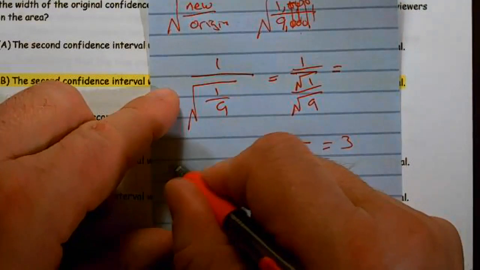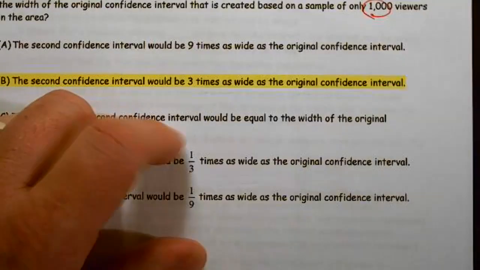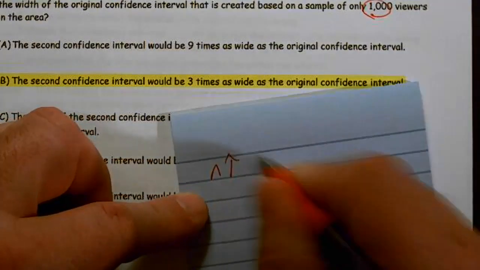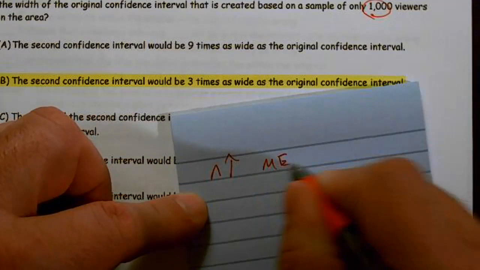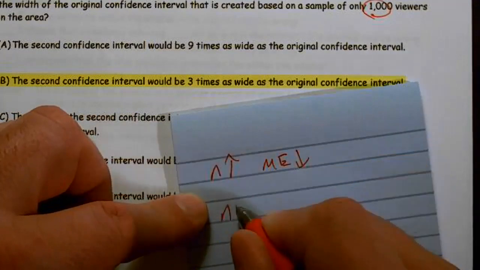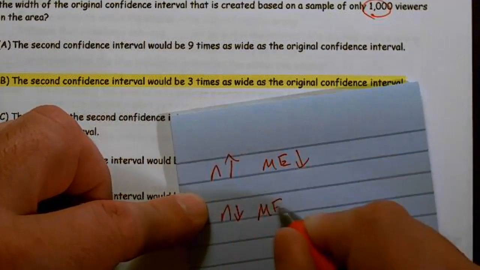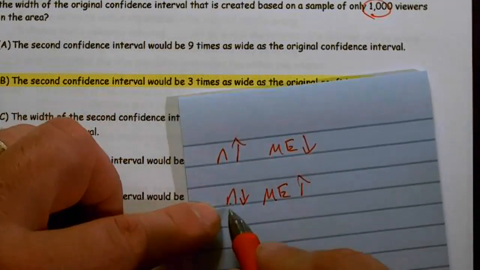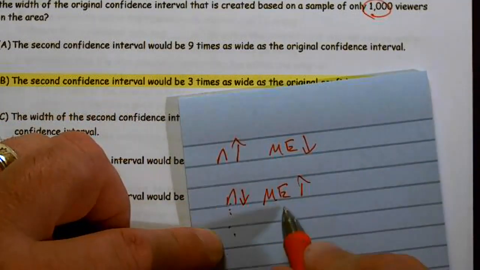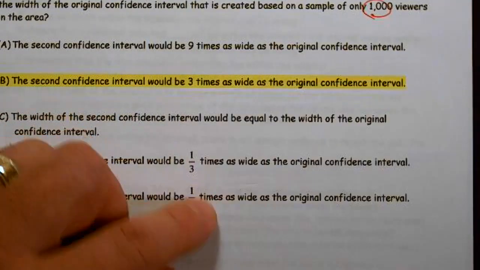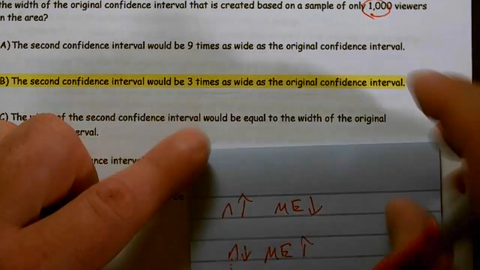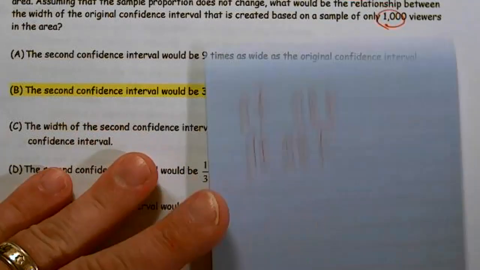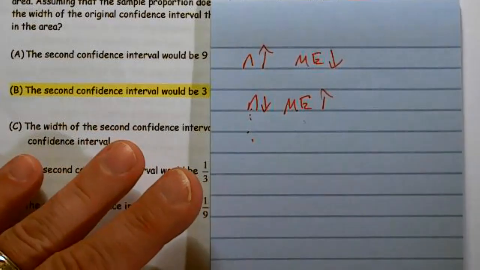And remember, as n goes up, the margin of error goes down. As n goes down, the margin of error goes up. Well, our n in this case went from 9,000 to 1,000, so our n went down. So we'd expect our margin of error to go up. So how much did it go up? It went up by 3 times because of the square root function that's in the denominator. All right, thank you.